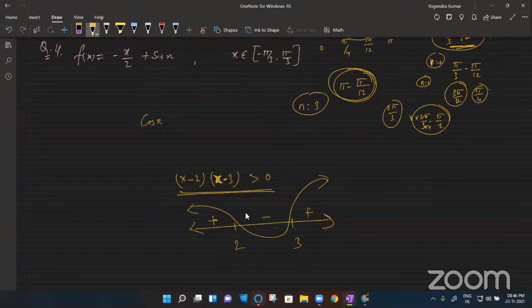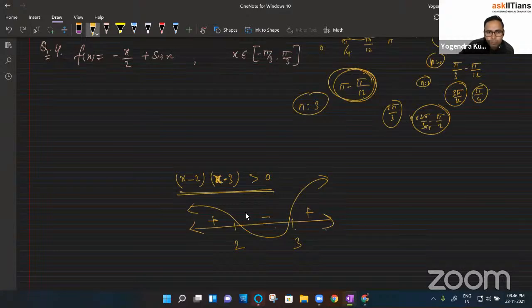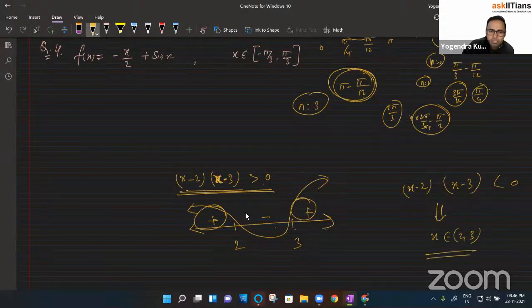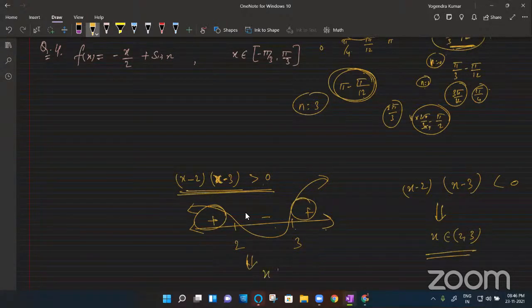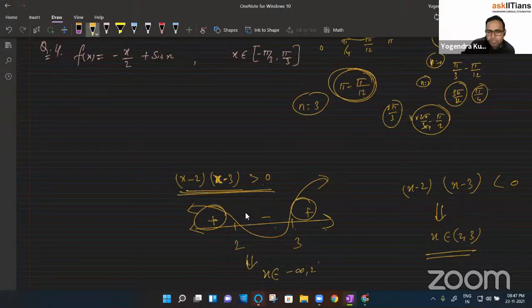Yes, sir, I got this. Can you explain the less than 0 condition? For less than 0, it is nothing different. For greater than 0, we have this interval and this interval. Suppose the same expression is less than 0. Then we'll choose this interval because that is where it is negative. So the answer will be x belongs to 2 to 3. Here the answer is x belongs to minus infinity to 2 union 3 to infinity. That's it.